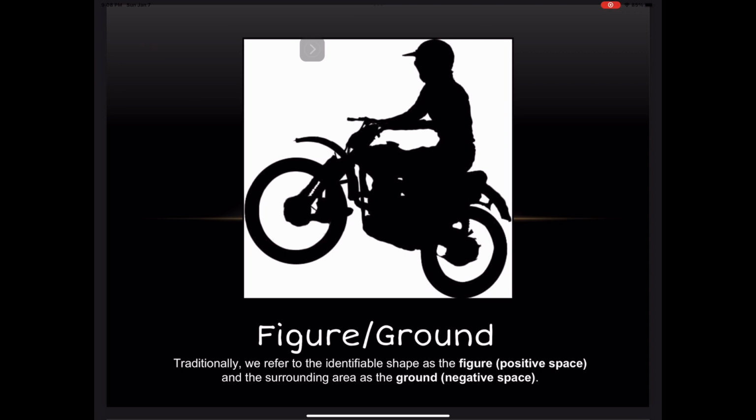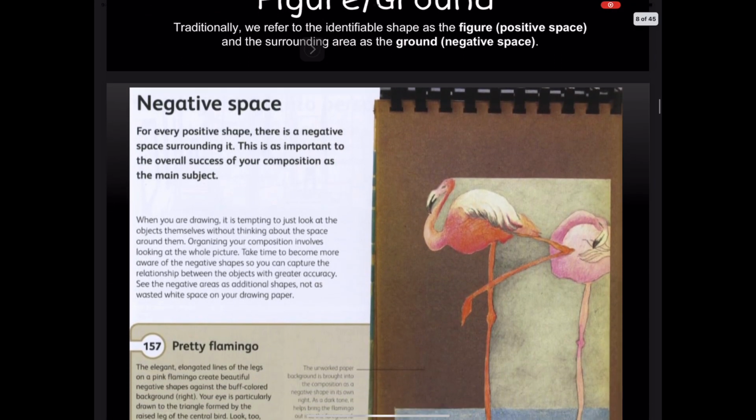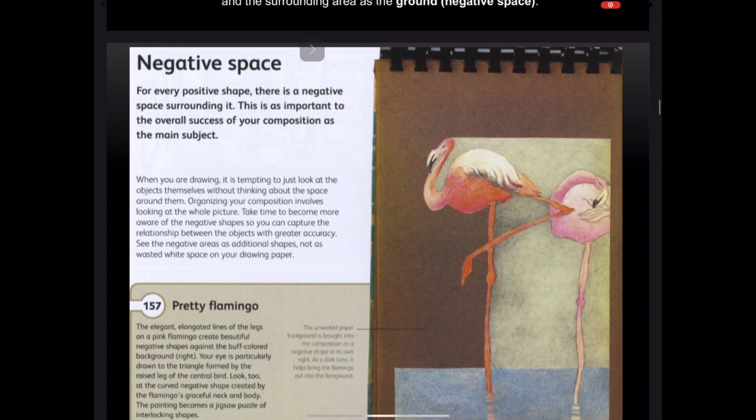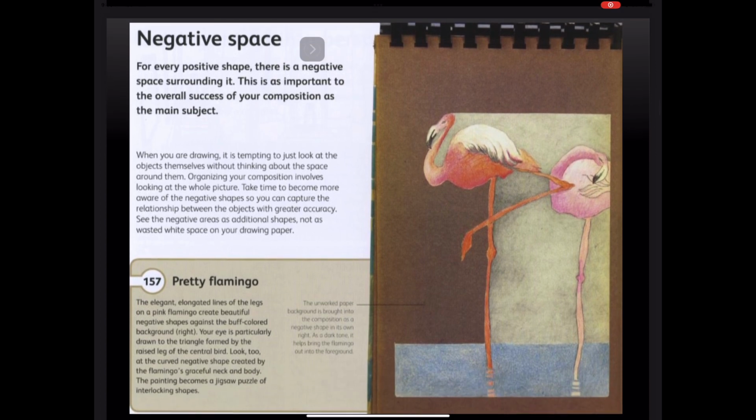Positive space is typically what your subject is. So in this one, even though the man is in black and the motorcycle's in black, he still would be the positive space, and the white would be the negative. For every positive shape, there is a negative space that surrounds it. This is important to the overall success of your composition. And composition means the whole, how you put what you put in your picture, how you balance it, what it looks like as a whole.